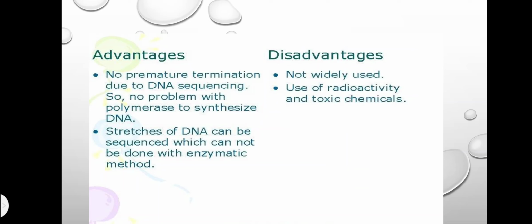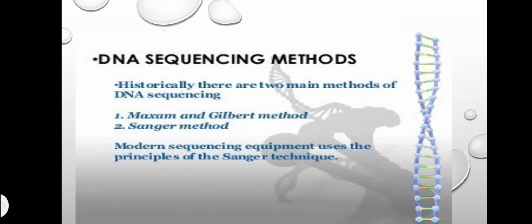Now it's the advantages of DNA sequencing. There is no premature termination, so no problem with the polymerase synthesizing DNA. And stretches of DNA can be sequenced which cannot be done with the enzymatic method. On the other side, the disadvantages of DNA sequencing: it is not widely used, and it involves the use of radioactivity and toxic chemicals.